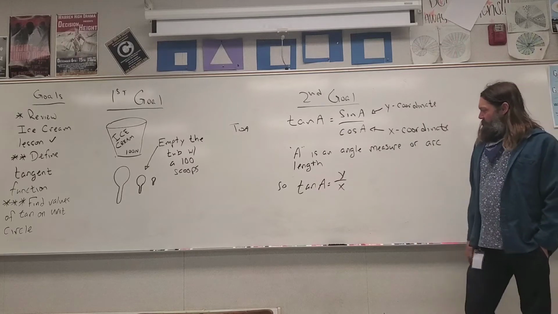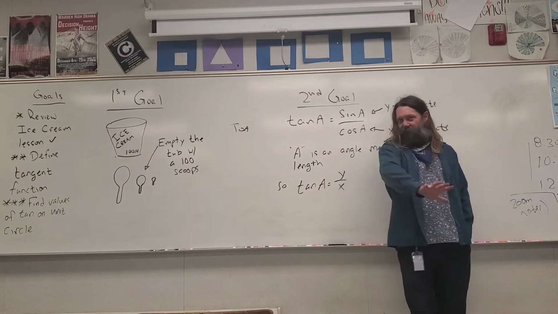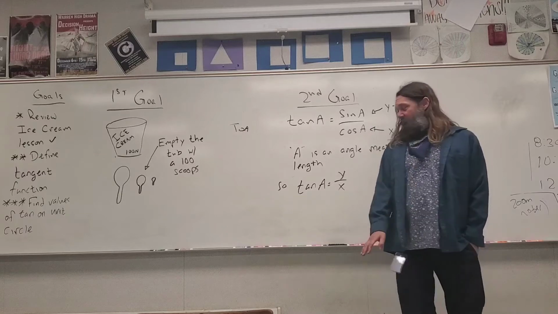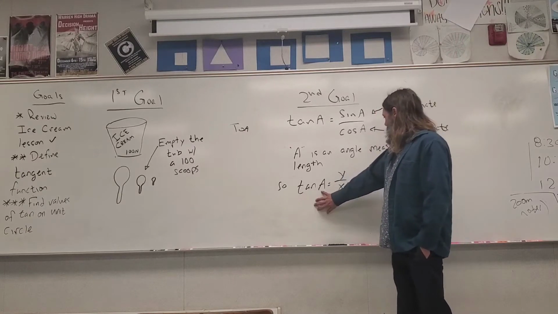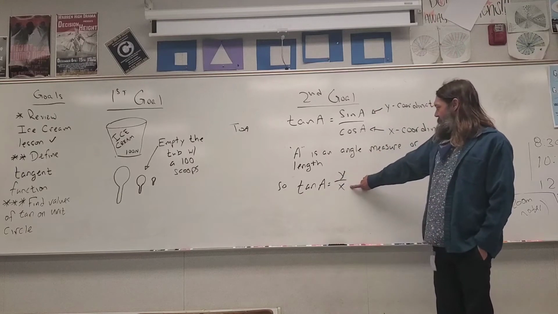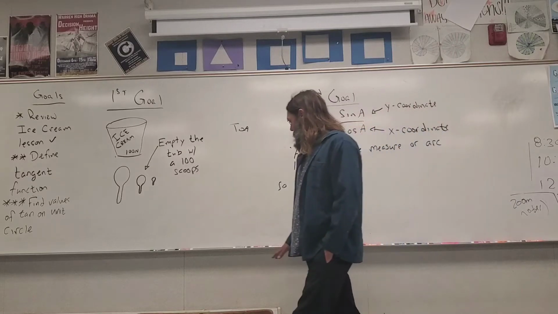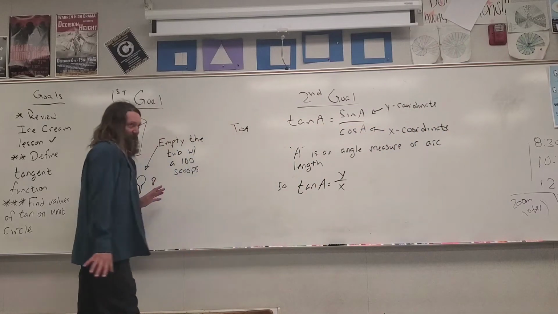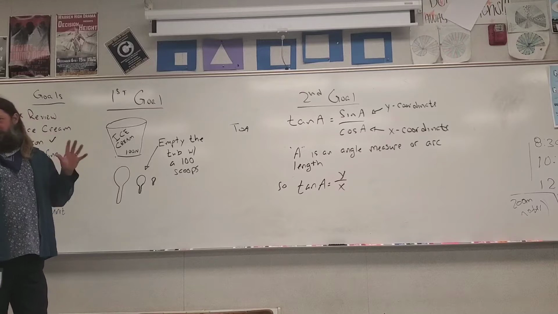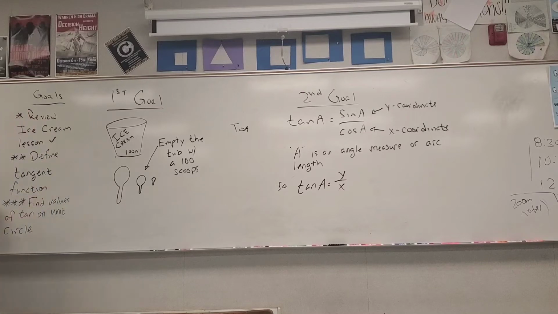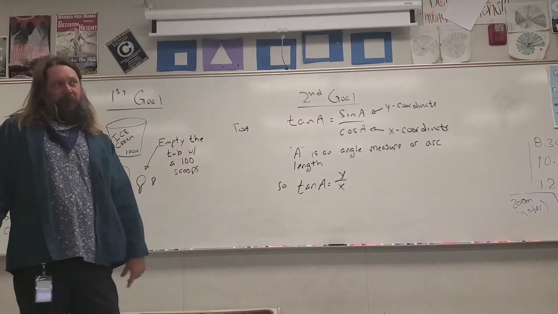So we can conclude here that the definition of tangent that I need us to understand is tangent of A is equal to the y-coordinate over the x-coordinate. So I'm going to go ahead and erase this, pause the video, and then continue with our third goal, finding the values of the tangent on the unit circle. So I'll be back.